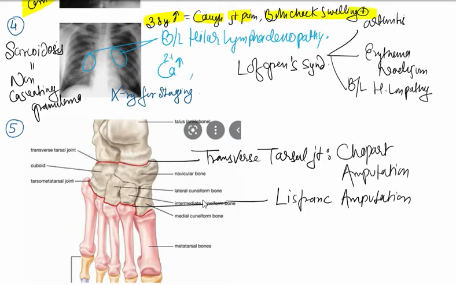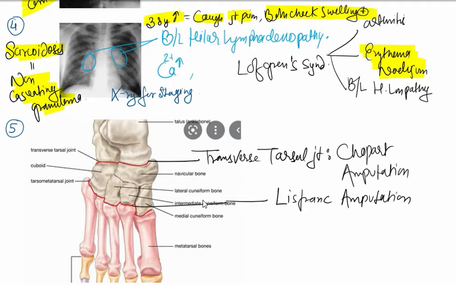Next one. So this image is showing a clinical vignette saying a 38-year-old male with coughing, joint pain, and both cheeks swollen, and the patient is having erythema nodosum. So the most probable diagnosis is sarcoidosis. What is sarcoidosis? It is a non-caseating granuloma disease. Multi-system involvement is seen in sarcoidosis.